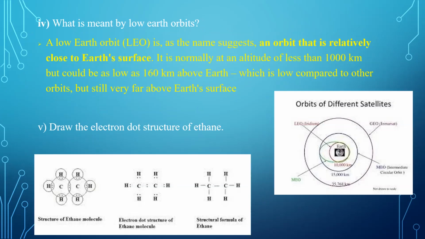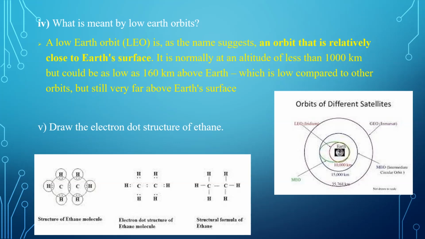Now fourth one, what is meant by low Earth orbit? See, can you see a picture here, orbit of different satellites, student? It consists of 3 orbits, right? The orbit which is close to the Earth, that is LEO, that is low Earth orbit. Above that, there is MEO, that is medium Earth orbit. And the upper one is what? GEO.